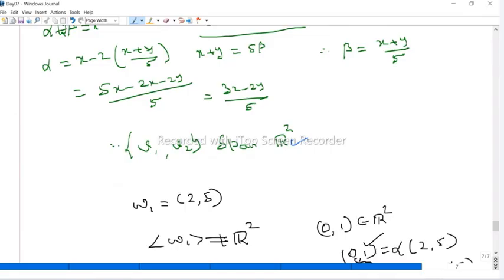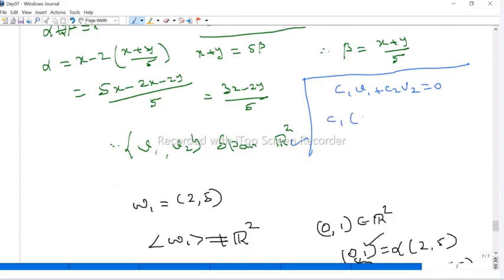Now we have to check whether v1, v2 form a basis or not. That means we have to check whether they are linearly independent or not. Linear independence means we have to check: suppose we take c1 times v1 plus c2 times v2, if you consider this vector equation, we have to show that it has only the trivial solution.